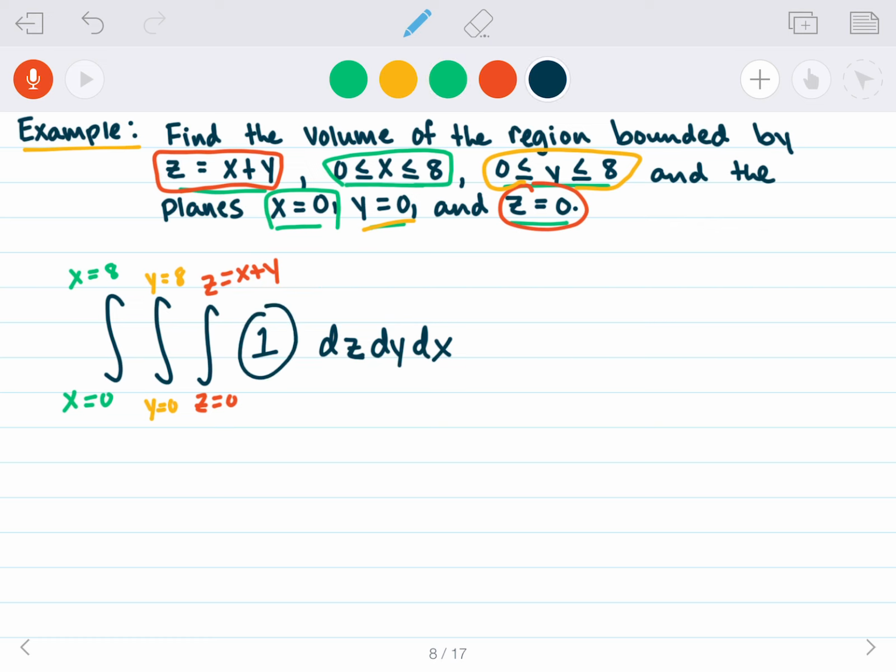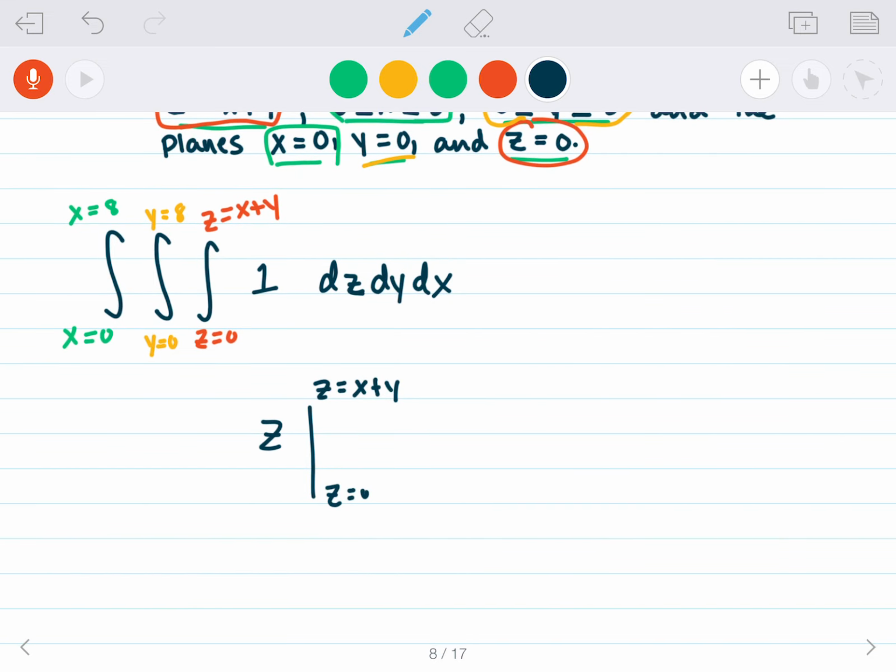All right, so if I integrate 1 with respect to z, it's just z. So I have z, and my bounds are from z equals 0 to z equals x plus y. So when I plug in x plus y for z, I just get x plus y, and then minus 0, which of course is 0. So that was it. Cool, I integrated with respect to z. Now let's do y. So I'm going from y equals 0 to y equals 8. And then with x, I'm going from x equals 0 to x equals 8. And this is dy dx.